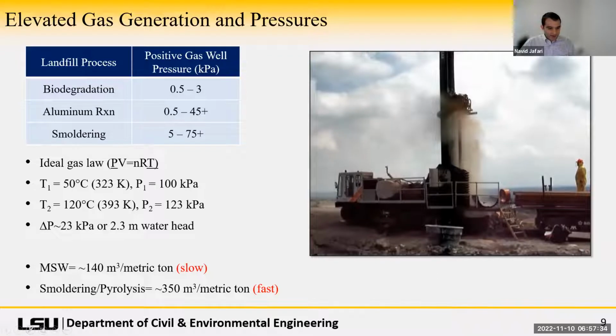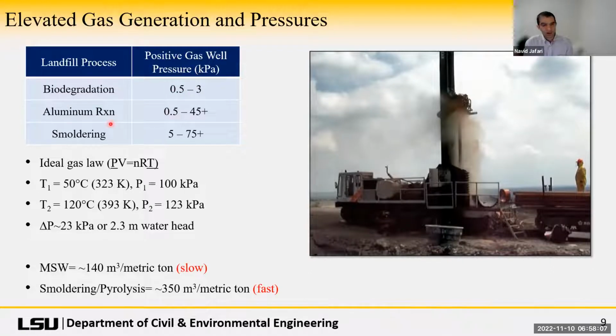So let's go back and look at some observations from gas wells. What are the positive pressures that we report? Remember, during gas well operation, we're typically applying a vacuum. So these positive readings are actually overcoming the vacuum and showing a positive pressure. In extreme cases of biodegradation, maybe you have wells that are watered in, and they have a slight positive pressure if the vacuum's not working. So that's about 0.5 to 3 kPa.